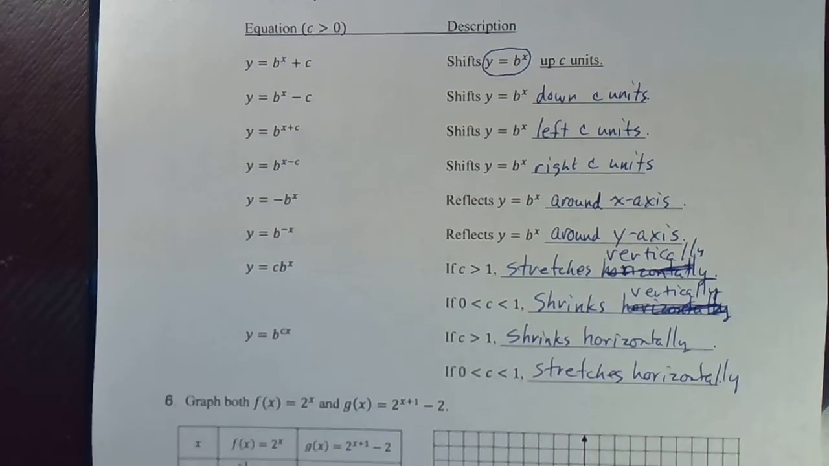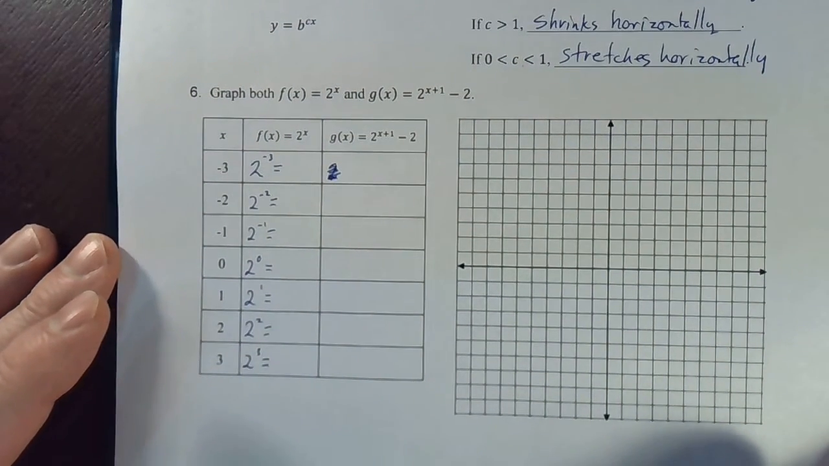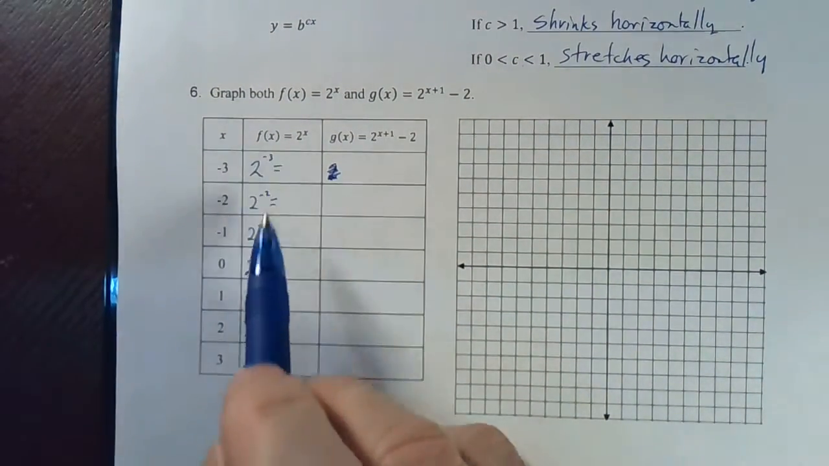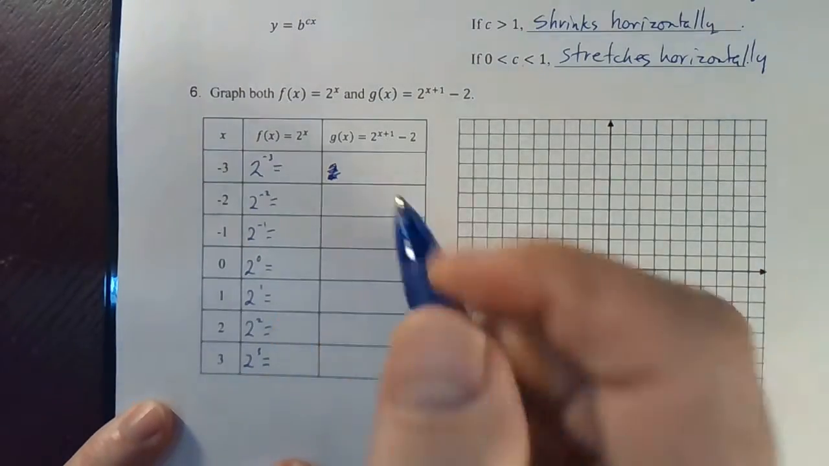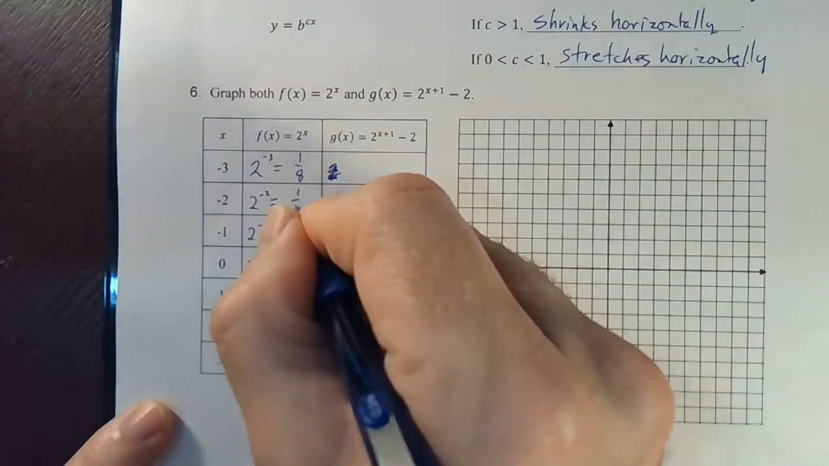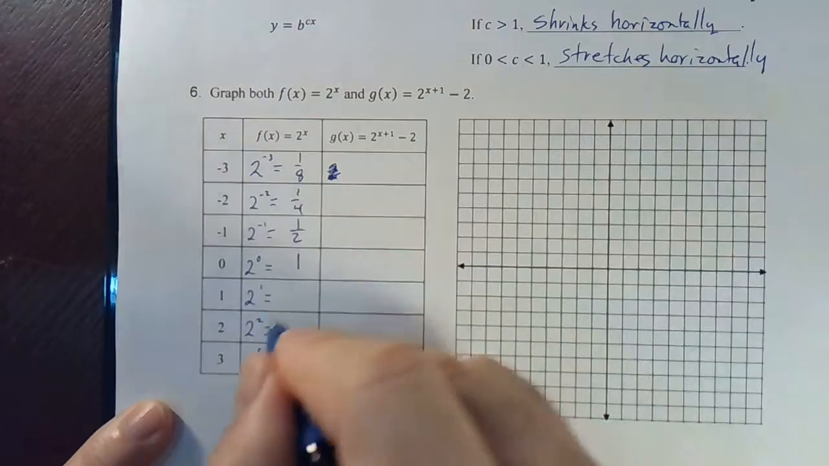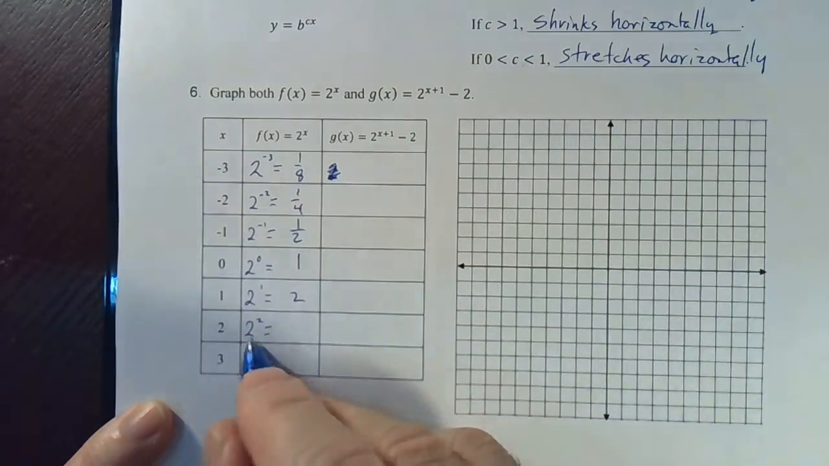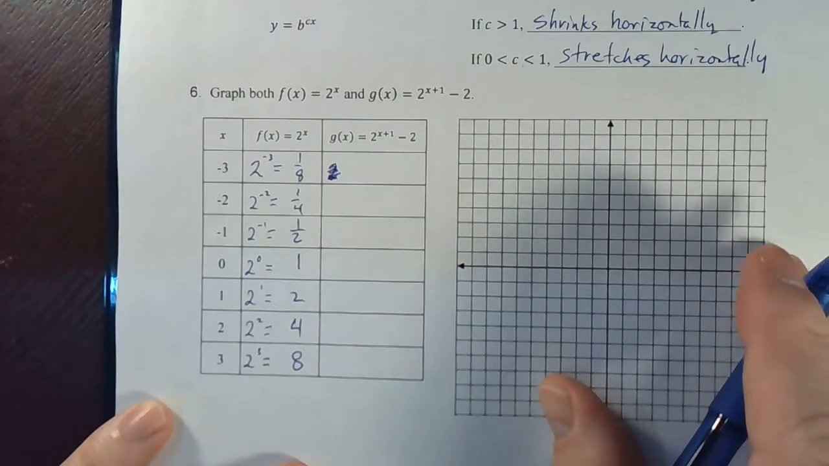Okay, now let's graph the same thing we graphed before. F of x equals 2 to the x, and I kind of already filled in some of this, but 2 to the negative 3 is 1/8. 2 to the negative 2 is 1/4. 2 to the negative 1 is 1/2. 2 to the 0 is 1. 2 to the 1 is 2, 2 squared is 4, 2 to the third is 8. Let's go ahead and graph that again.